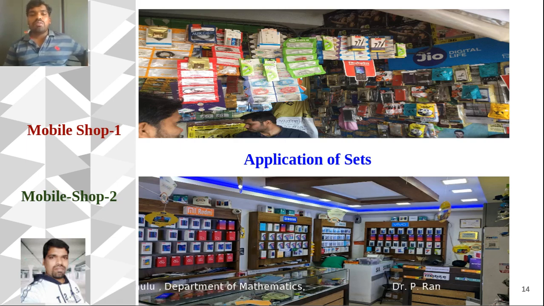When we are going to purchase a mobile, which shop is suitable? You may think it depends on money, but for appearance, which shop can we choose for purchasing a mobile or the accessories of mobiles? In the second mobile shop, the Vivo, Asus, Samsung, and Redmi mobiles are separated. In the first, other brands are also mixed together.